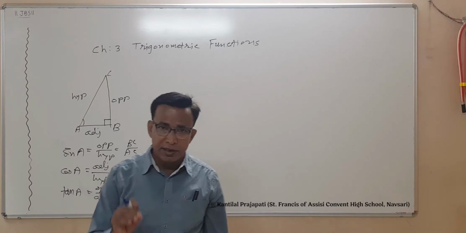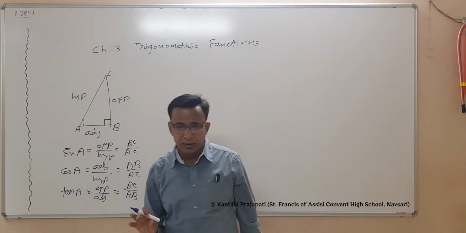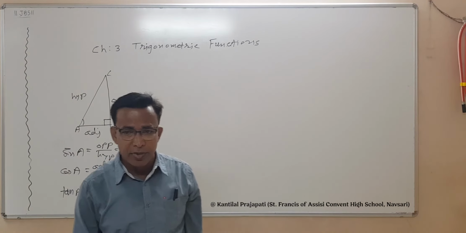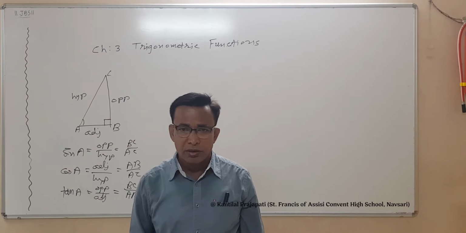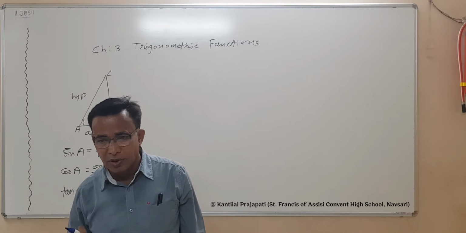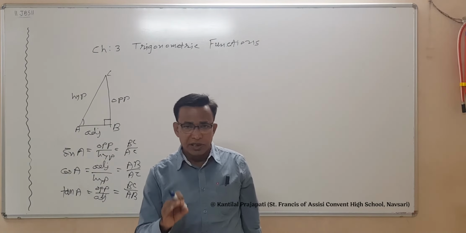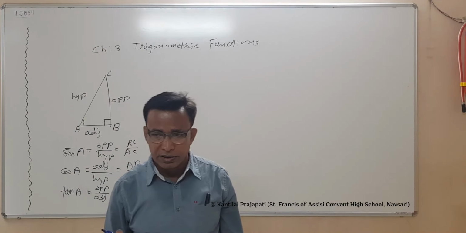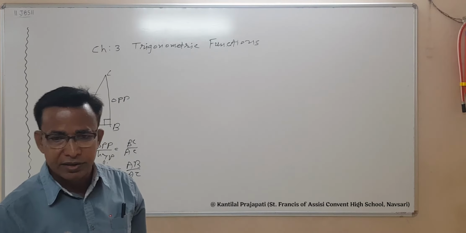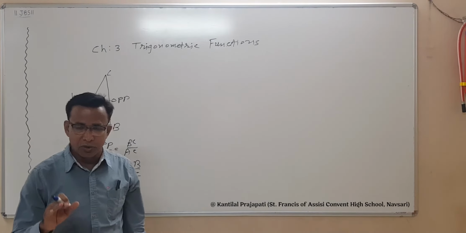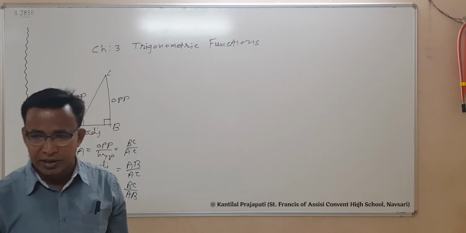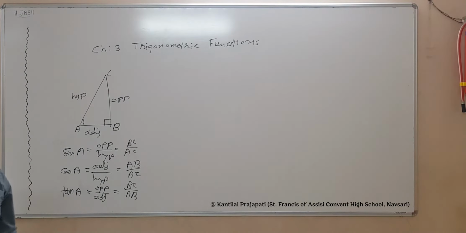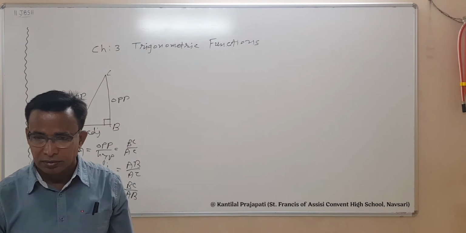You have also learned these trigonometric identities, like sin square A plus cos square A is equal to 1, sec square A minus tan square A is equal to 1, cosec square A minus cot square A is equal to 1. We have used these identities to solve problems of height and distance in earlier classes. We generalize the concept of trigonometric ratio as a trigonometric function. Before that, we start with the definition of angle.